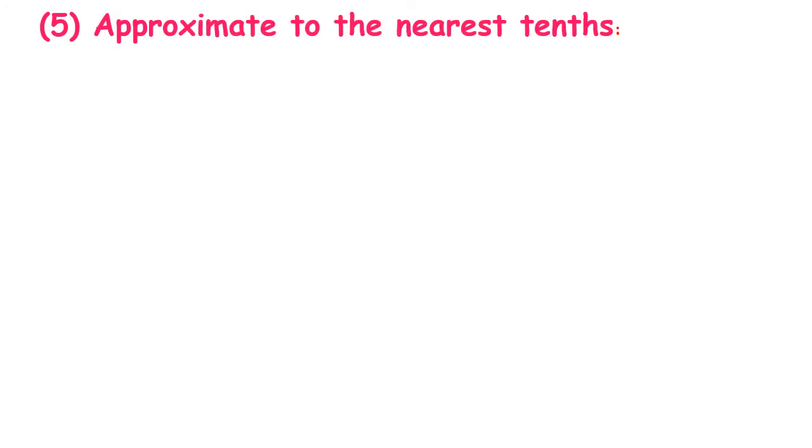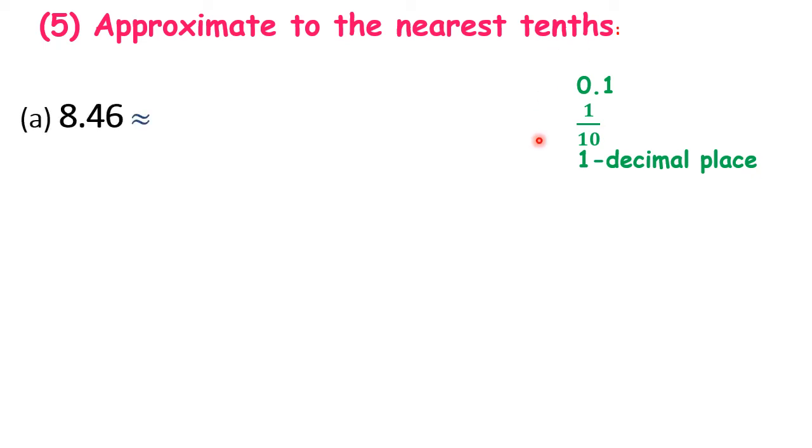Question 5. Approximate to the nearest tenth. Tenth. I have 0.1, 1 over 10, 1 decimal place, the same tenth. So if I get 0.1 or 1 over 10 or 1 decimal place, it is the tenth. Okay. Number 8.46. To approximate to the nearest tenth, put a line in the tenth, 4 in tenths, okay? And look at the number before, 6. Strong or weak? Strong number. Please give me 1. So give 1 to 4. 4 plus 1 equals 5, so the approximation is 8.5.